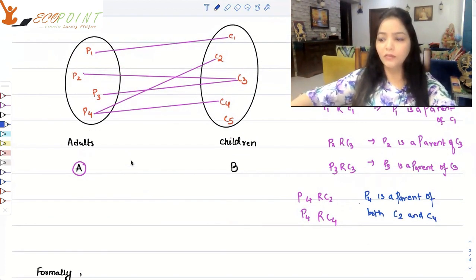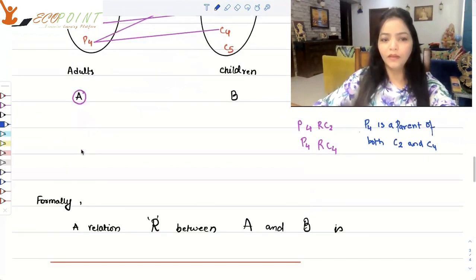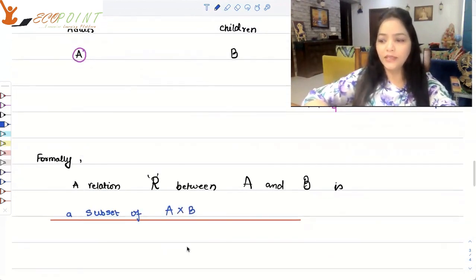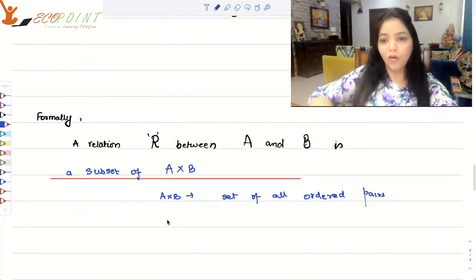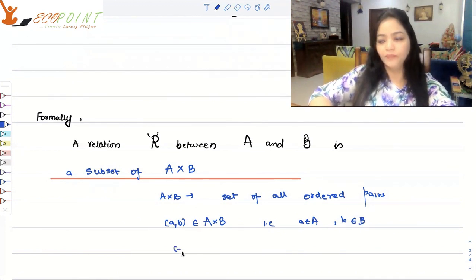Let's define relation more formally. A relation R between A and B is a subset of A cross B. A cross B is the set of all ordered pairs (a, b), where a belongs to A and b belongs to B. If (a, b) belongs to the relation R, that means a R b. Remember again, the order matters.